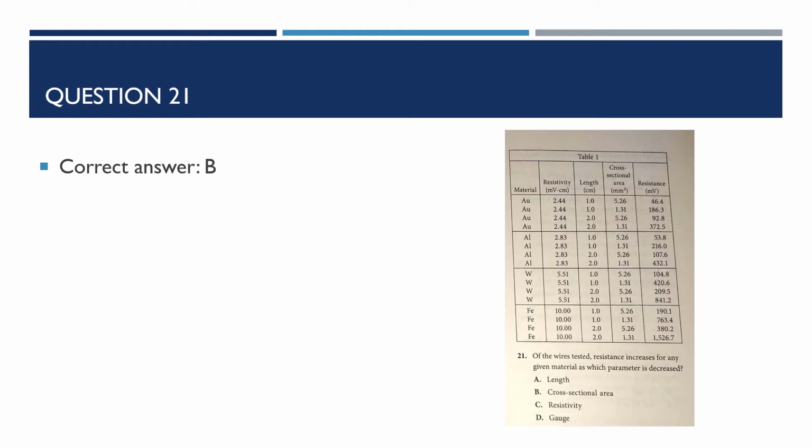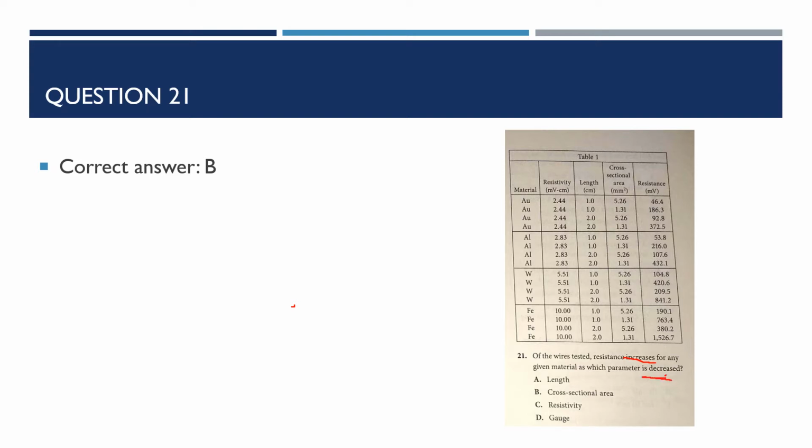Okay, so now we're ready to work on question number 21, and it says, of the wires tested, resistance increases for any given material as which parameter is decreased. So before we get into this, I want to point out something very important when it comes to the science section, and that is to pay attention to details. This question says resistance increases, and then it says a parameter is decreased. So we have to make sure we pay attention to those words.